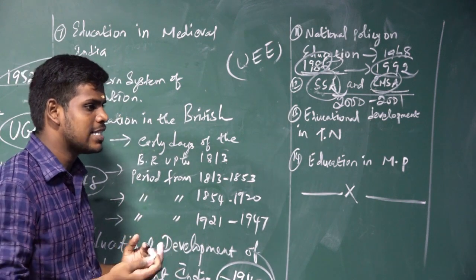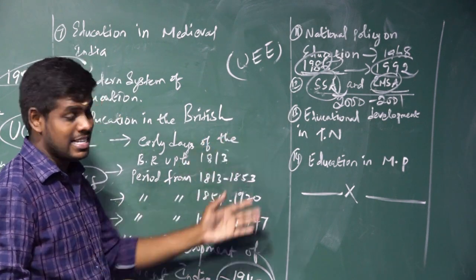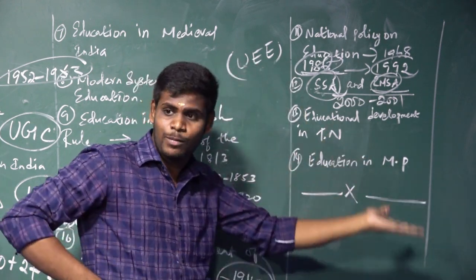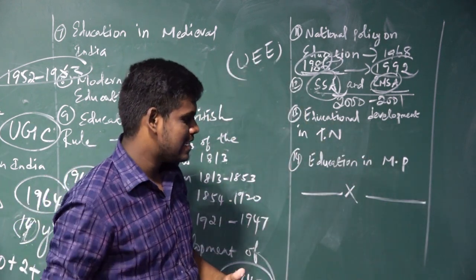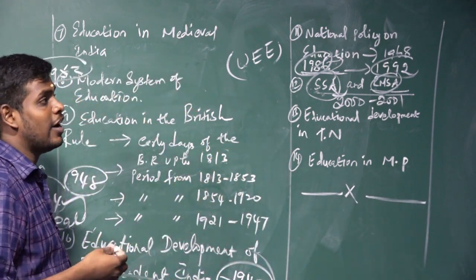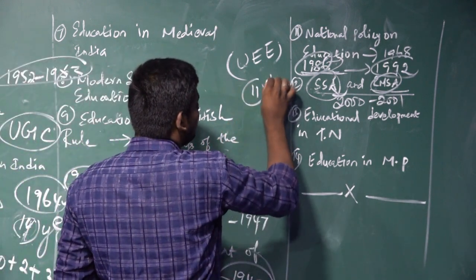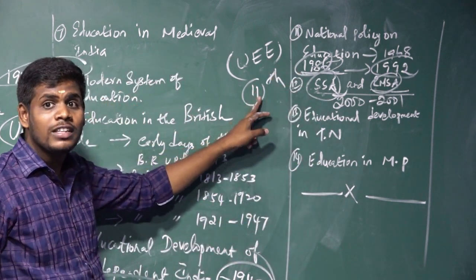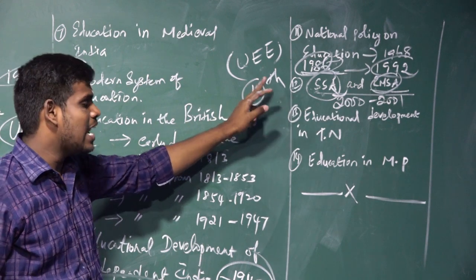Next one is RMSA, Rashtriya Madhyamik Shiksha Abhiyan, a centrally sponsored scheme for the universalization and improvement of quality education at the secondary stage. It was implemented during the 11th five-year plan period.